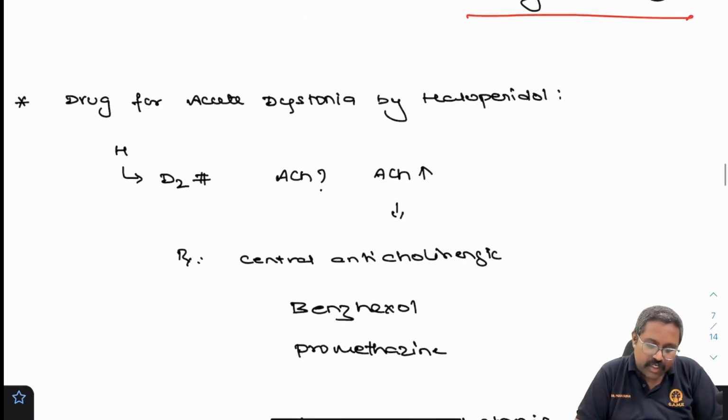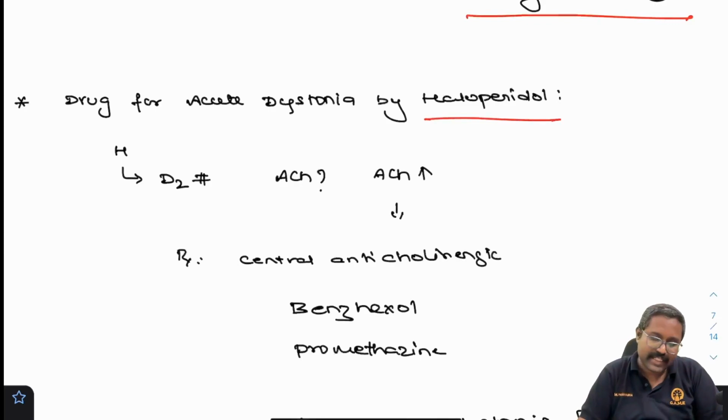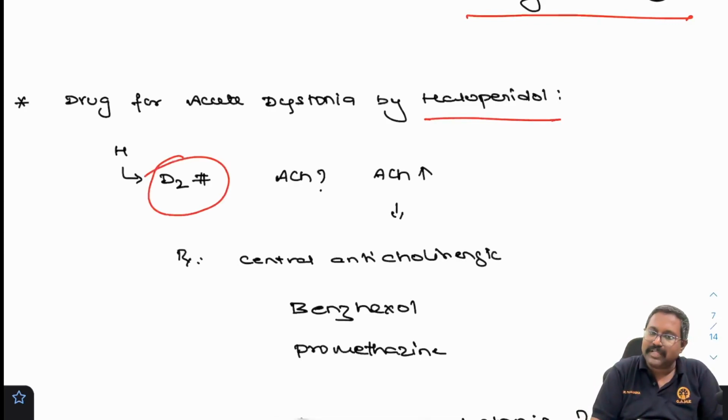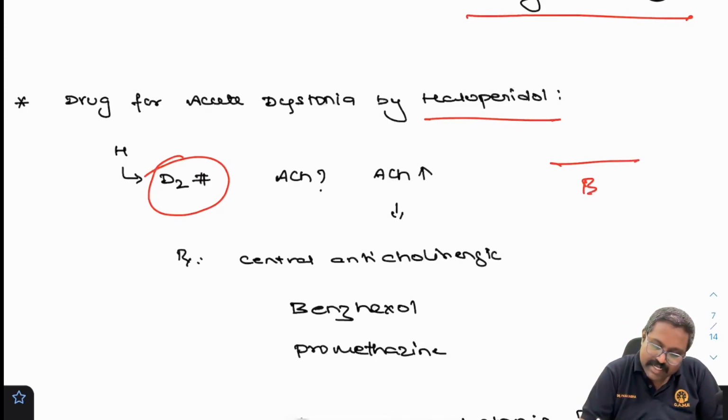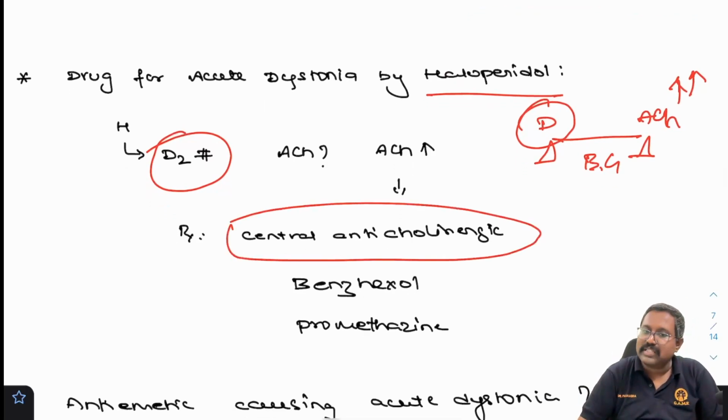So the drug for acute dystonia, which is caused by haloperidol, a typical antipsychotic agent. Since it blocks the D2 receptors, what will happen to the acetylcholine? Basically in the basal ganglia there is a balance between dopamine and acetylcholine. So if you inhibit dopamine, acetylcholine activity will increase. So you need to give a centrally acting anticholinergic agent to treat it.